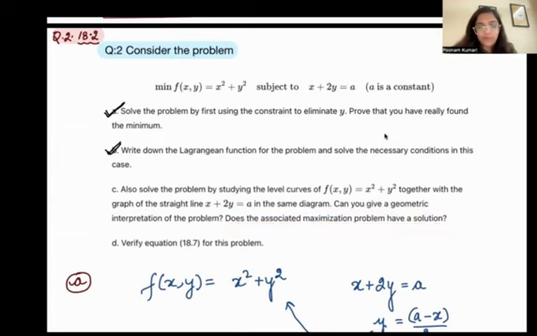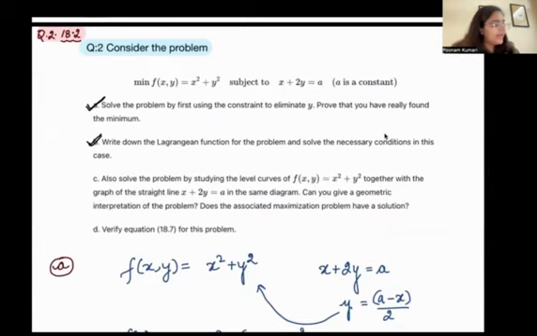So they have actually asked us a lot of questions, right? So okay, let's see one by one. First of all, they are asking us to graphically analyze the level curves of this function. Secondly, they are asking us to draw the same line, x plus 2y is equal to a, in the same diagram, and give a geometric interpretation of what we are trying to do. And if we have a maximum instead of a minimum, does that have a solution or not? That you have to explain. Okay, is the question clear to everyone?